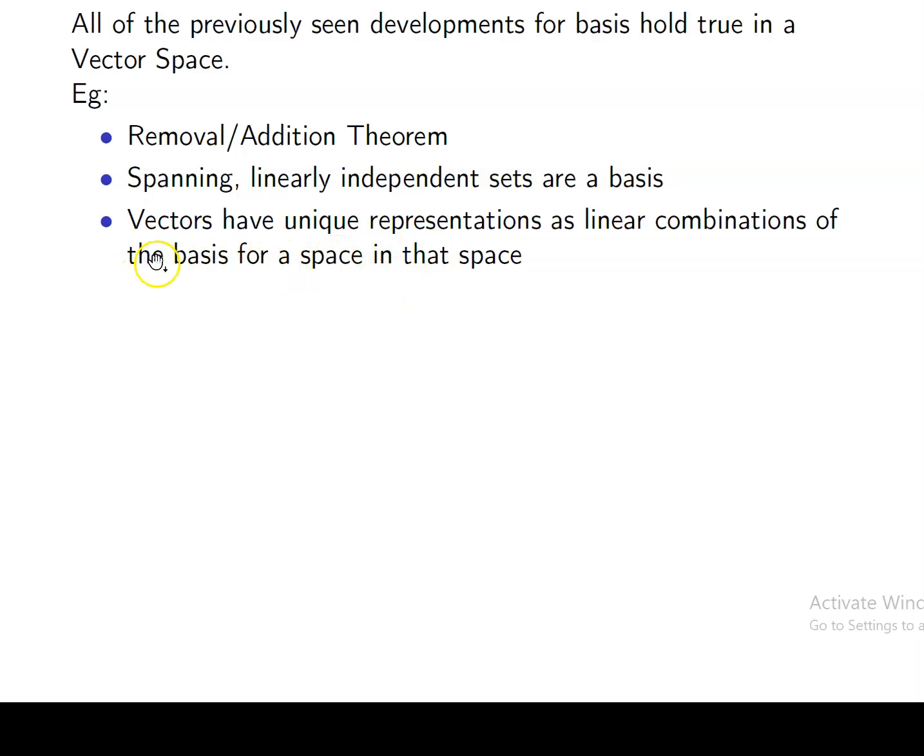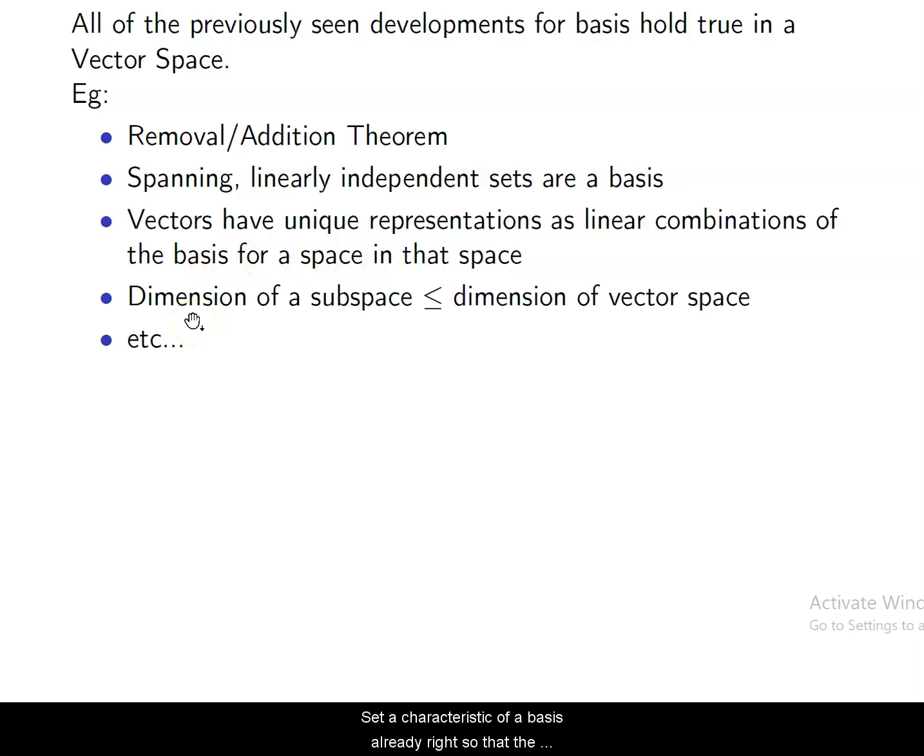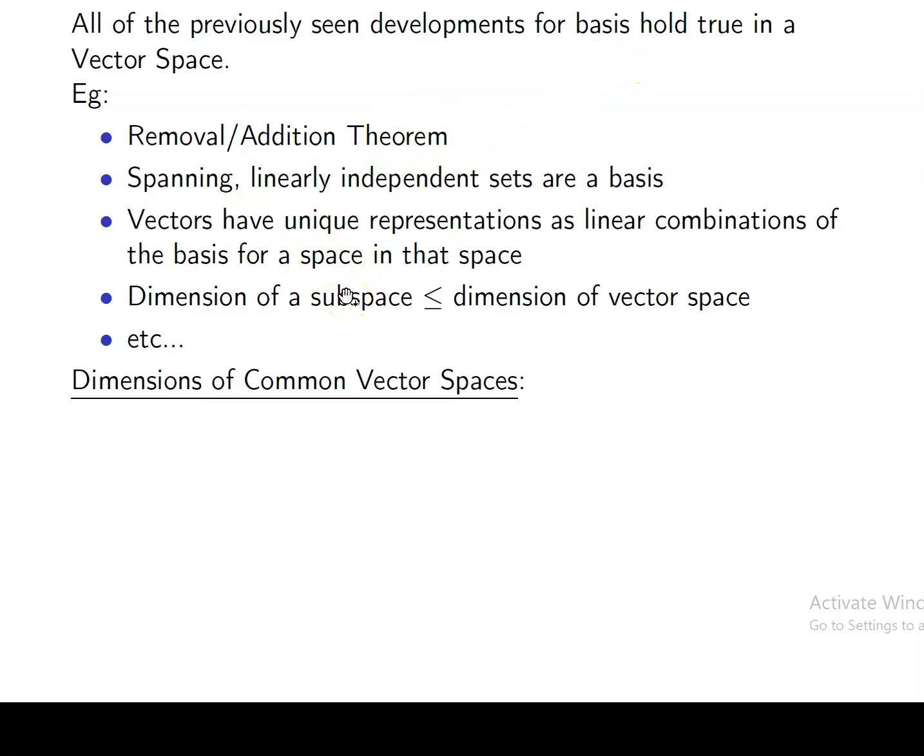This is a common characteristic of a basis already. The dimension of a subspace is going to be less than or equal to the dimension of the vector space itself. So these are just standard things that we have from a basis. I'm sure there are a few others that are left out that I can't think of, but these are the big ones. It's really just all the developments that we've had for basis already.